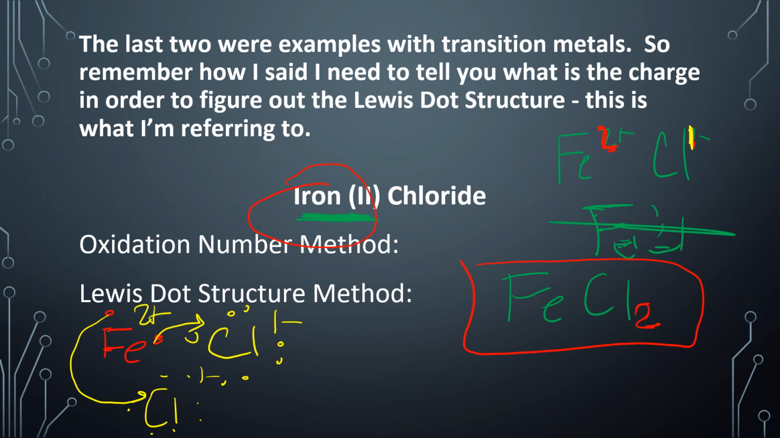So you just follow your pattern. Cation is Fe. There's 1 of them. You have 2 Cls. Do not combine the Lewis dot and crisscross method because that's really wrong. So please don't do that. Okay, thanks.